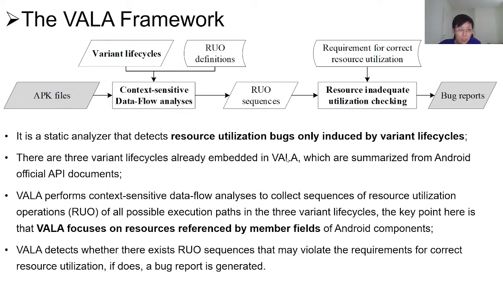The key point here is that VALA focuses only on resources referenced by member fields. We find that only resources that are used in multiple entry points can lead to bugs in variant life cycles. And at the same time, member fields are the most frequently used means of communication between entry points. This insight ensures the efficiency of VALA. After that, VALA tries to detect IO sequences that may violate the requirements for correct resource utilization. And for each violation, VALA generates a bug report.